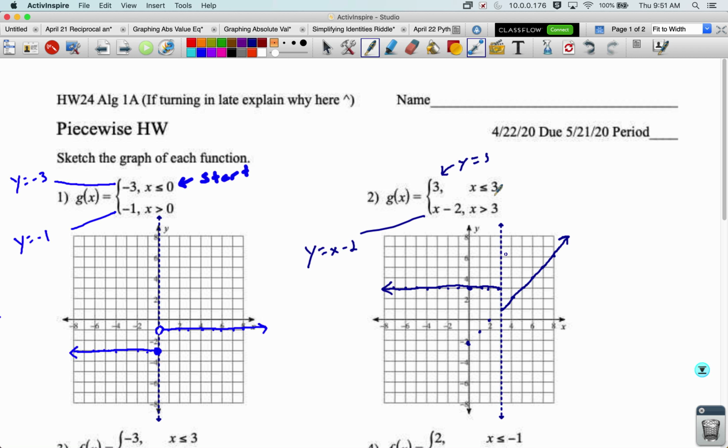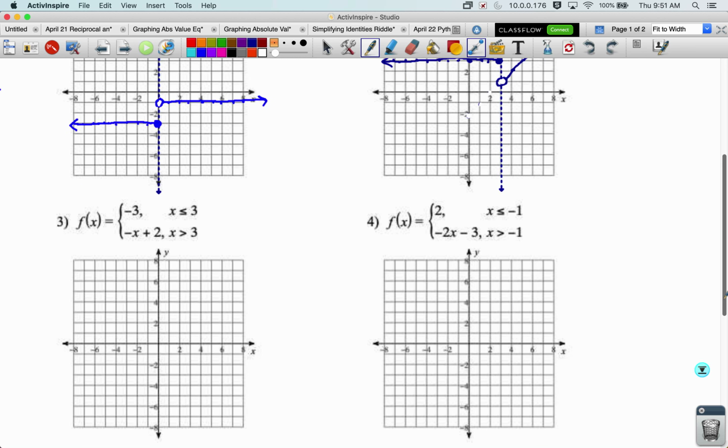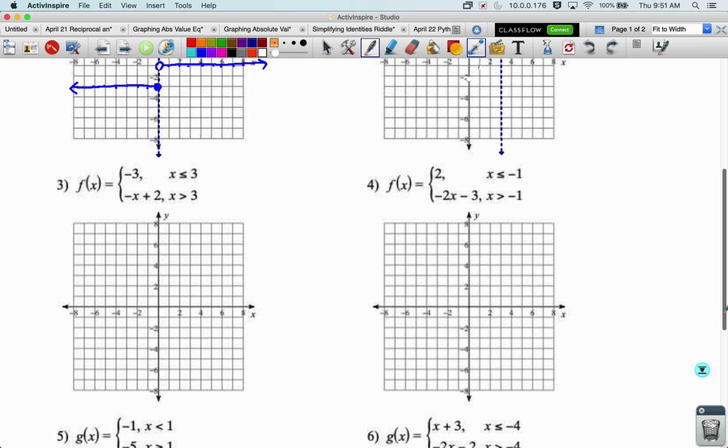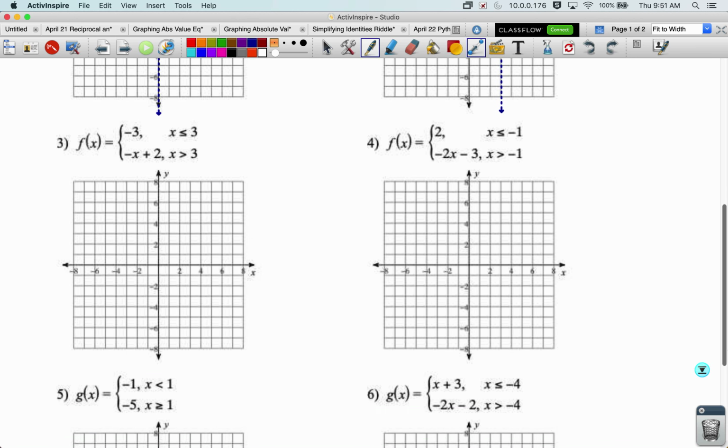And then right at the boundary, which one gets the closed dot? It's the top one. The first one gets the closed dot. The next one gets the open dot. All right, I can even get rid of these dots. They're not part of the function. Okay, let's see. Number 3, that's pretty similar. 4 is pretty similar.